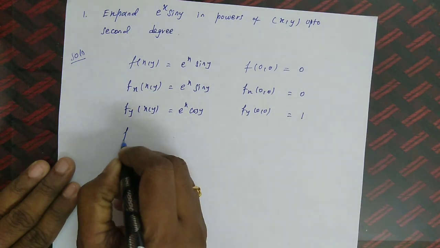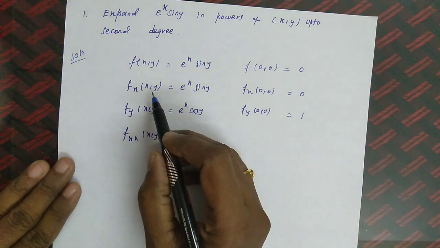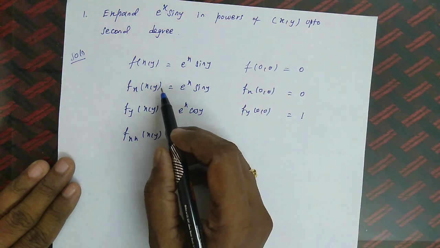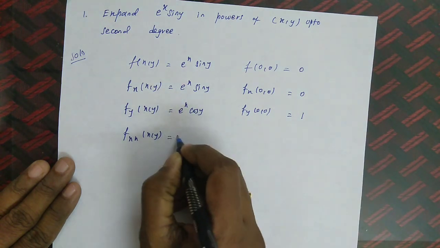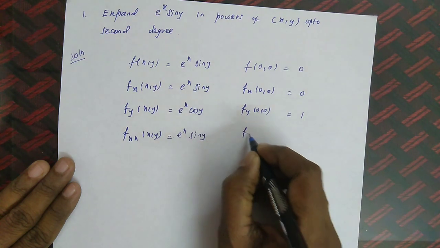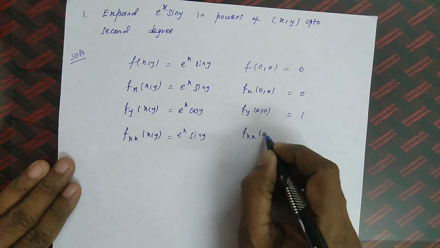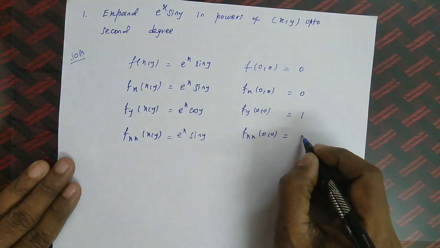Then second derivatives, that is fxx of x comma y. So already we got fx. Again we are going to differentiate this function with respect to x partially. So e power x is e power x. Treat the sin y as a constant. Okay. So fxx of 0 comma 0, this will become 0.